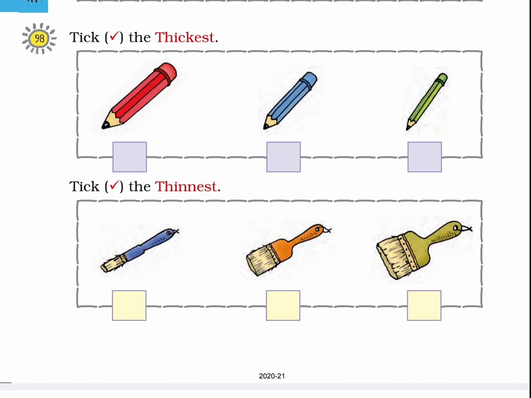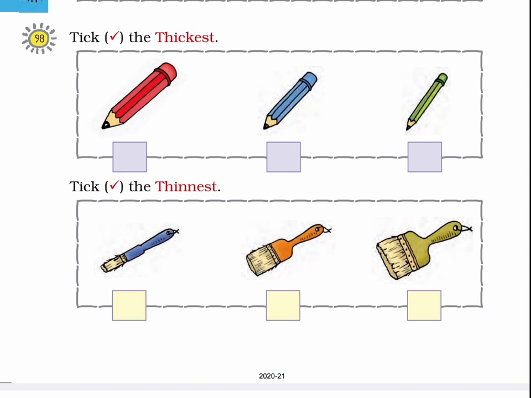Part 4 picture shows 3 brushes. Brush 1 is as round as your middle finger. Brush 2 is as round as your arm. Brush 3 is more round than your arm. You have to identify which brush is the thinnest.